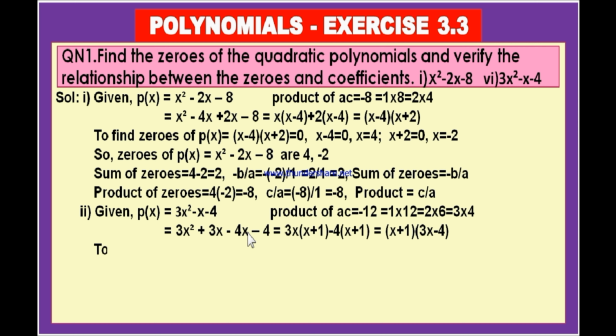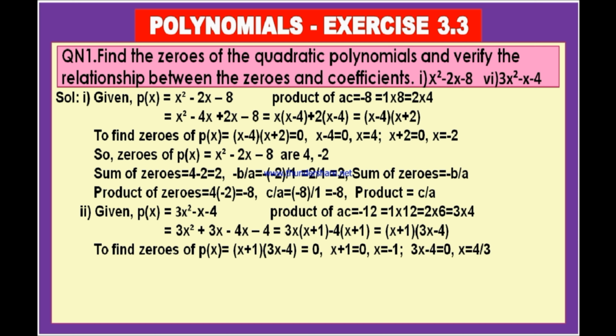Now to find the zeros of the given polynomial, p of x, the factors are x plus 1 and 3x minus 4, and equate it to 0. If the product of two numbers is 0, dear students, either the first number may be 0 or the second may be 0. If the first is 0, that is if x plus 1 is equal to 0, then x is equal to minus 1. If 3x minus 4 is equal to 0, then 3x is equal to 4, and x is equal to 4 divided by 3. These are the two zeros.